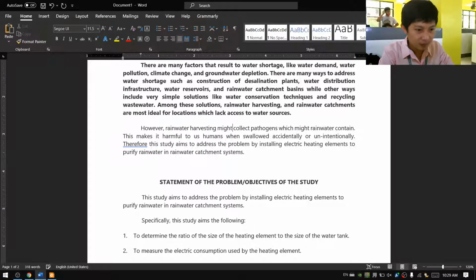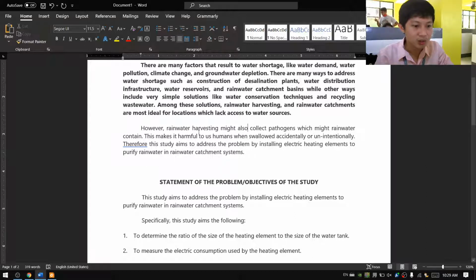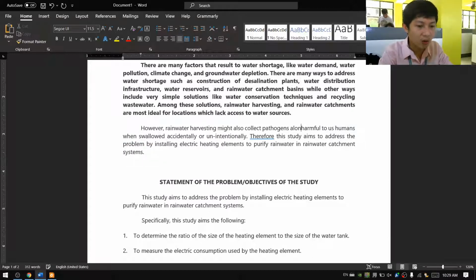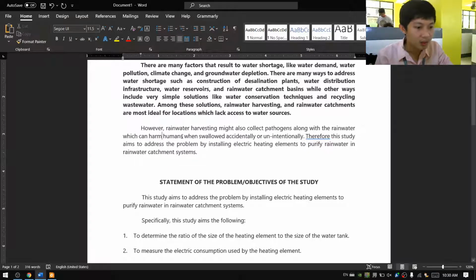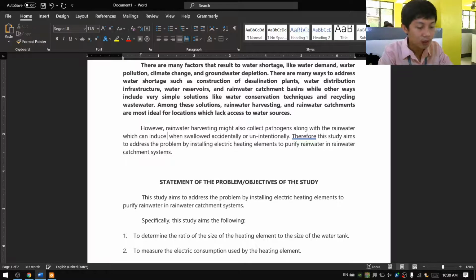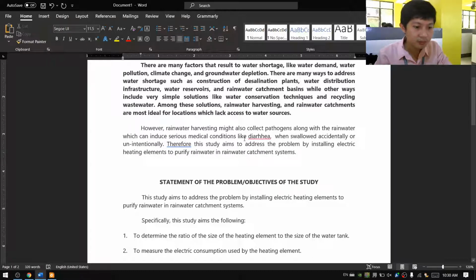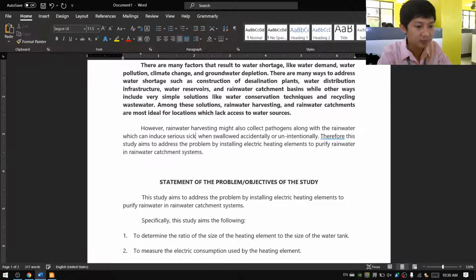However, rainwater harvesting might also collect pathogens along with the rainwater, which can harm, which can induce serious medical conditions like diarrhea or serious sickness when swallowed accidentally or unintentionally.